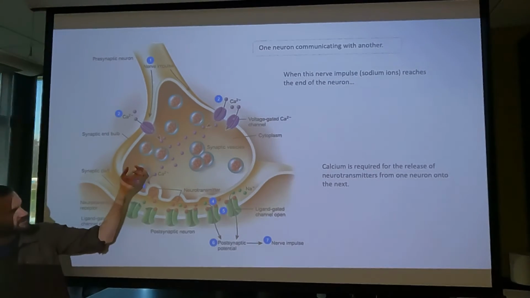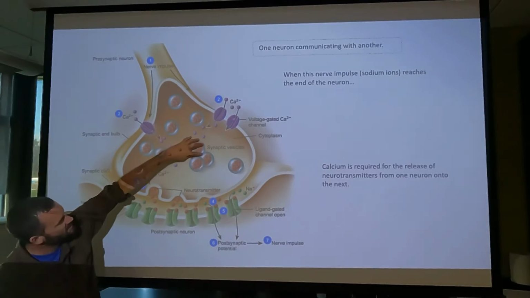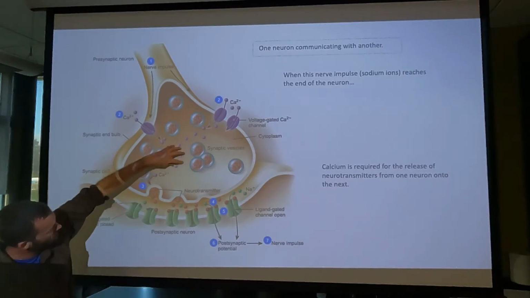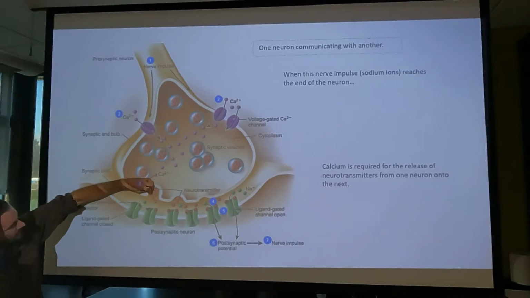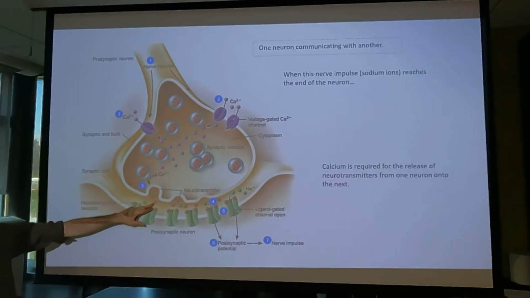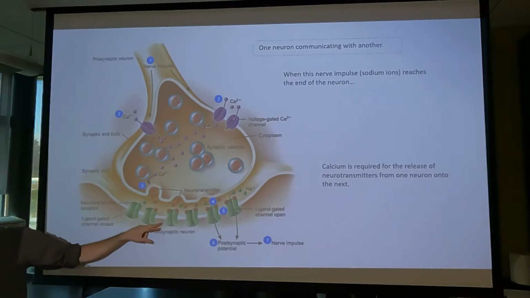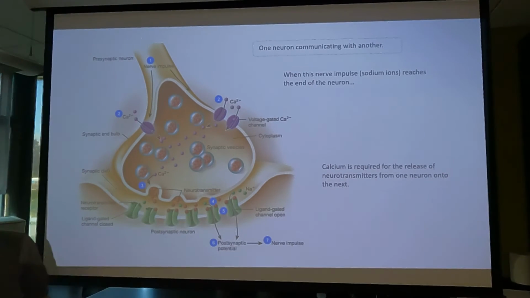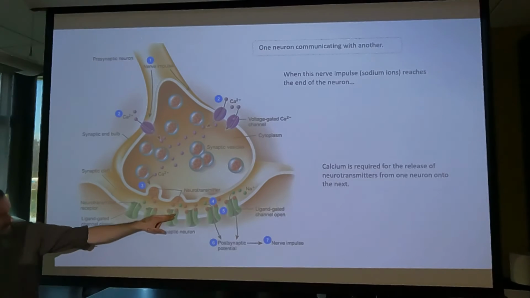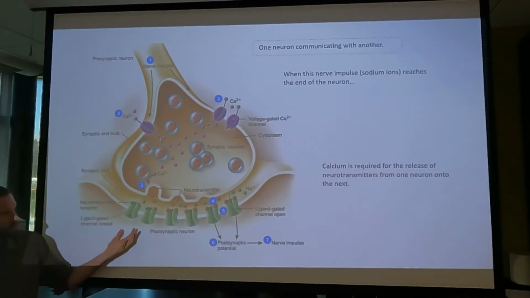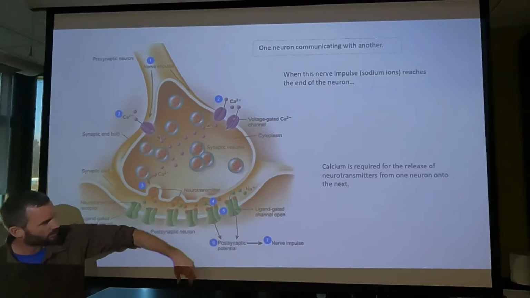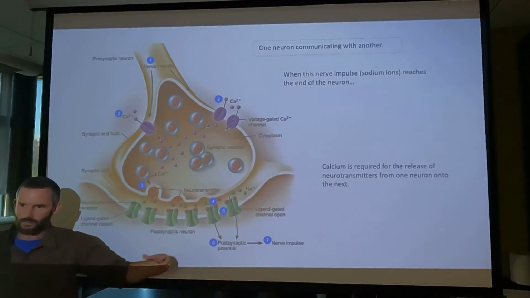So the flood of calcium inside the neuron causes these synaptic vesicles to move to the plasma membrane, and it causes them to release these neurotransmitters onto the neuron below it. The neurotransmitters bind to these receptors, they open a channel, and maybe sodium floods into this other neuron, and the message continues.